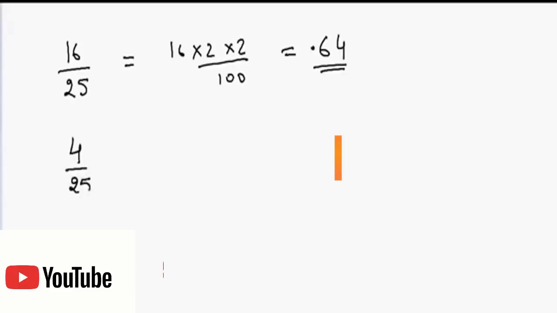Again, if I have 4 divided by 25, that will be equal to 4 into 2 is 8 and double of 8 is 16, so 0.16. Again, another example is if I have 44 to divide by 25. So 44 into 4, that's what we have to do. So 44 into 2 is 88, and 88 into 2 will be equal to 176. So answer will be equal to 1.76.